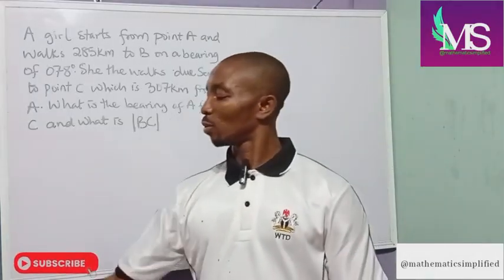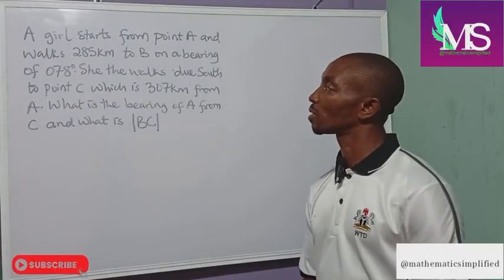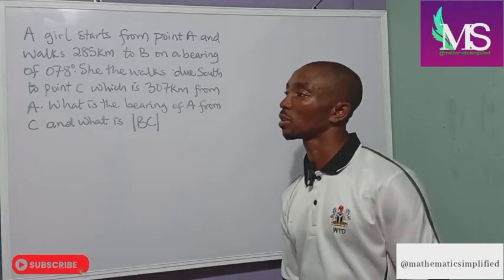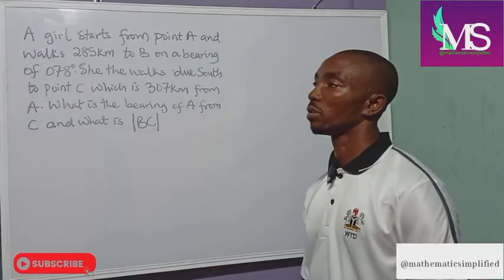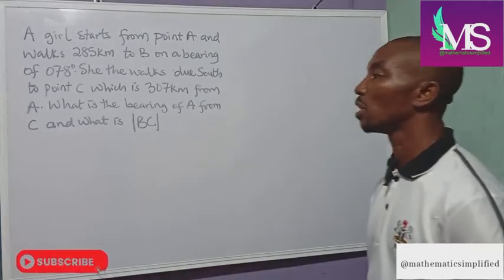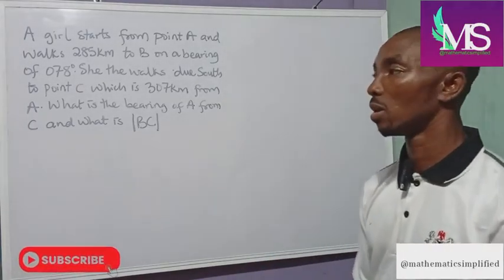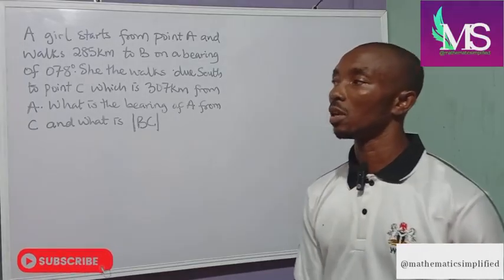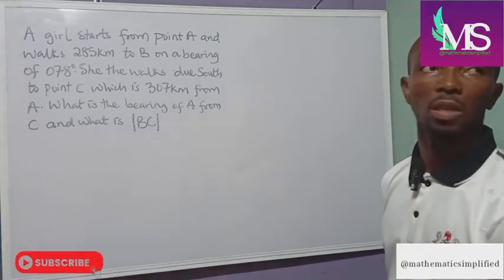Our next question, which deals with bearing and distance, talks of a girl who starts from point A and walks 285 kilometers to B on a bearing of 078 degrees. She then walks due south to point C, which is 307 kilometers from A. Now, what is the bearing of A from C and what is BC?